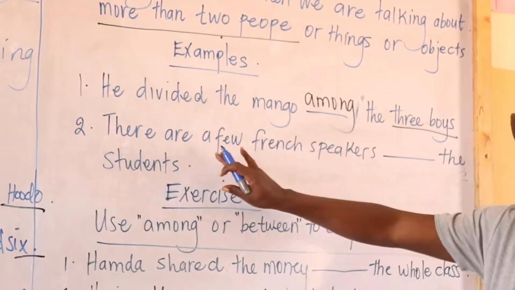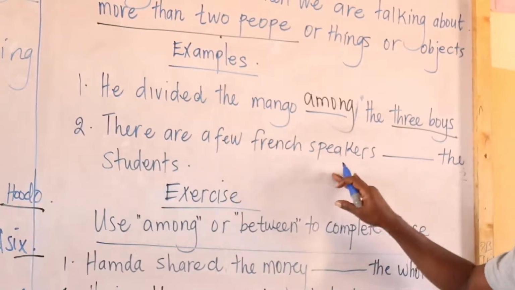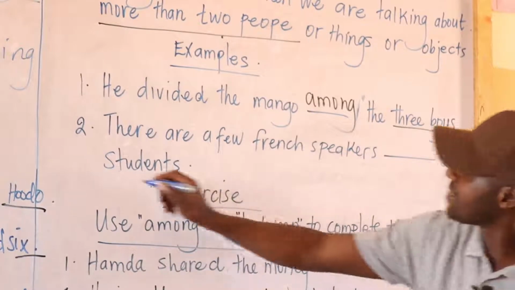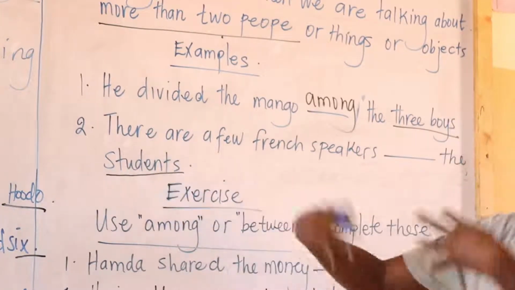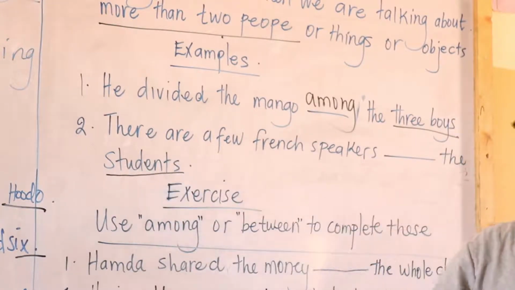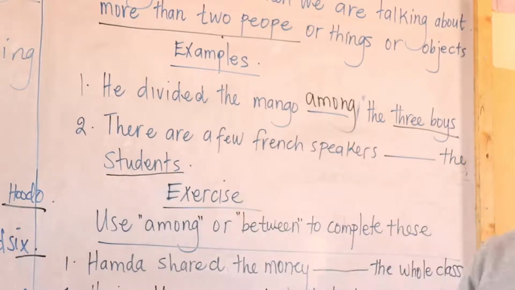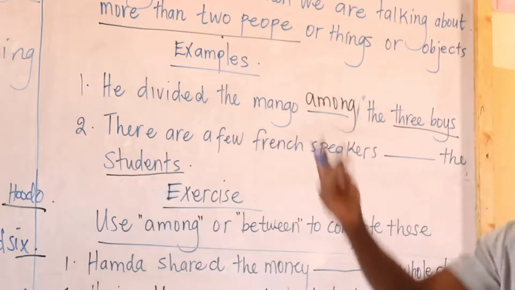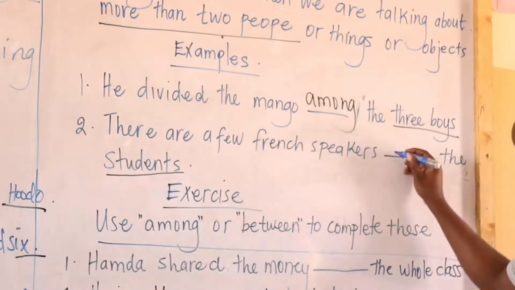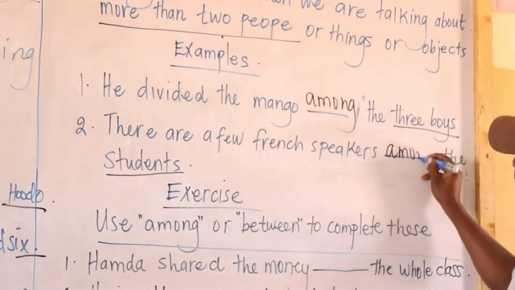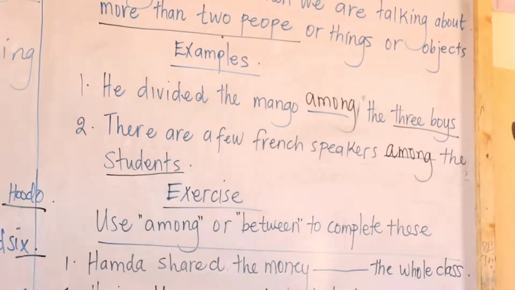There are a few French speakers dash the students. Students, there are many. They have not told us, they are not 2 students. That means maybe there are 10, maybe 50, maybe 30. So here automatically we have to use among.